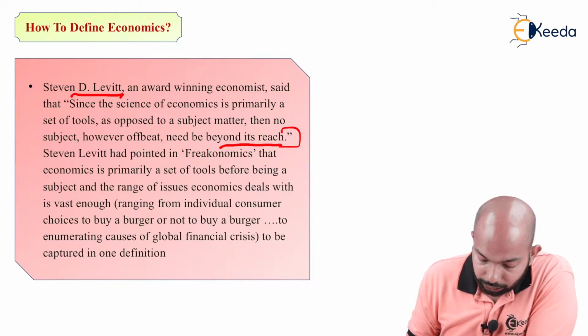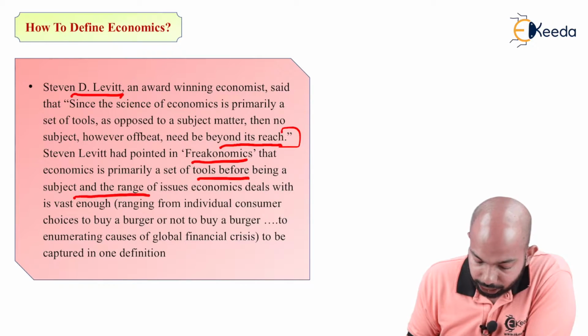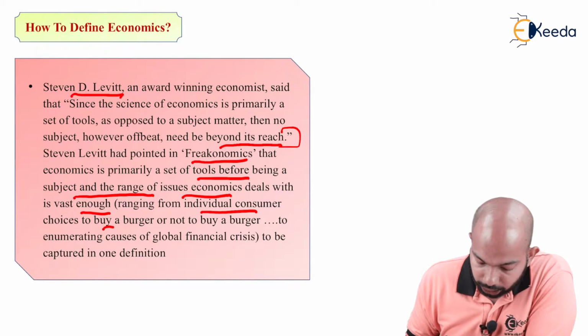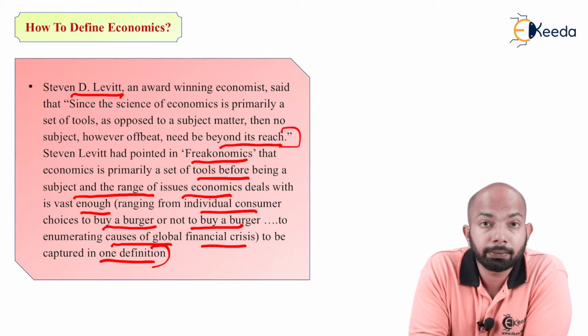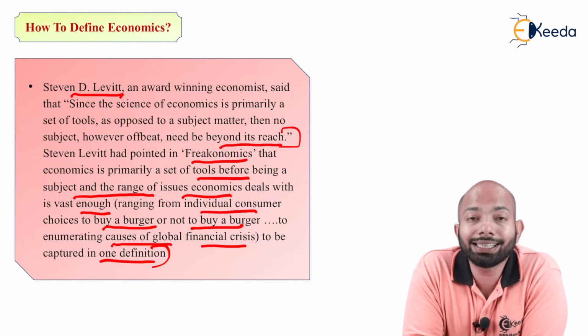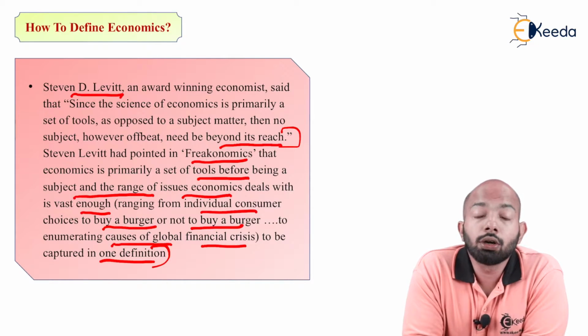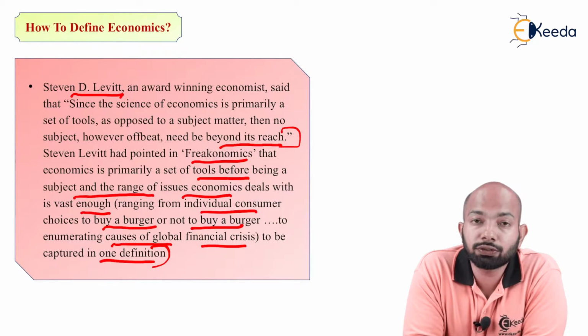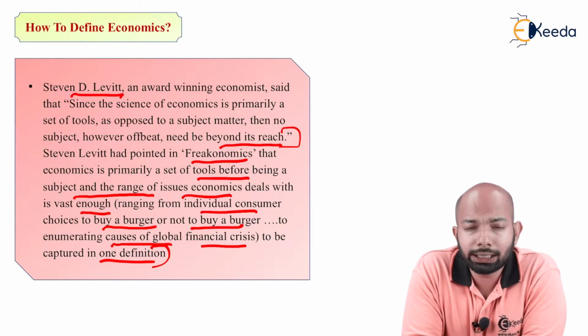He had pointed out in Freakonomics that economics is primarily a set of tools before being a subject, and the range of issues economics deals with is vast, ranging from individual consumer choices, to buy a burger or not to buy a burger, to enumerating global causes of financial crisis, to be captured in one definition. So basically, the needs from one individual person to a whole global economy are defined in these four definitions that we'll be studying right now. Let's start with the first one.